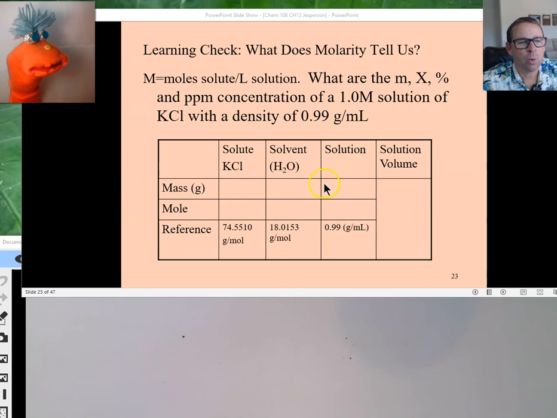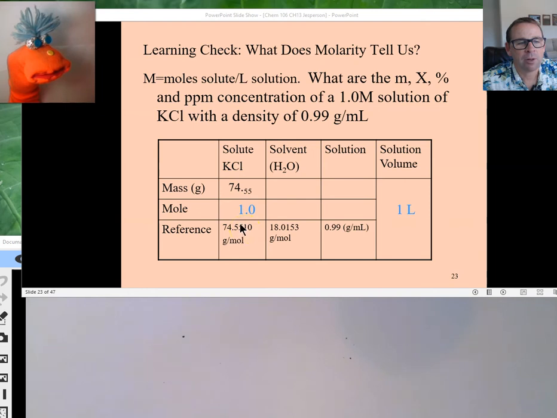So how many moles of my solute do I have? You have 1. That's right, I have 1 mole of my solute, and I have 1 liter of solution. Now, if I know I have 1 mole of solute, can I identify the mass of that 1 mole? Oh yeah, because it's 74.55. That's right, 74.55 grams for every 1 mole.